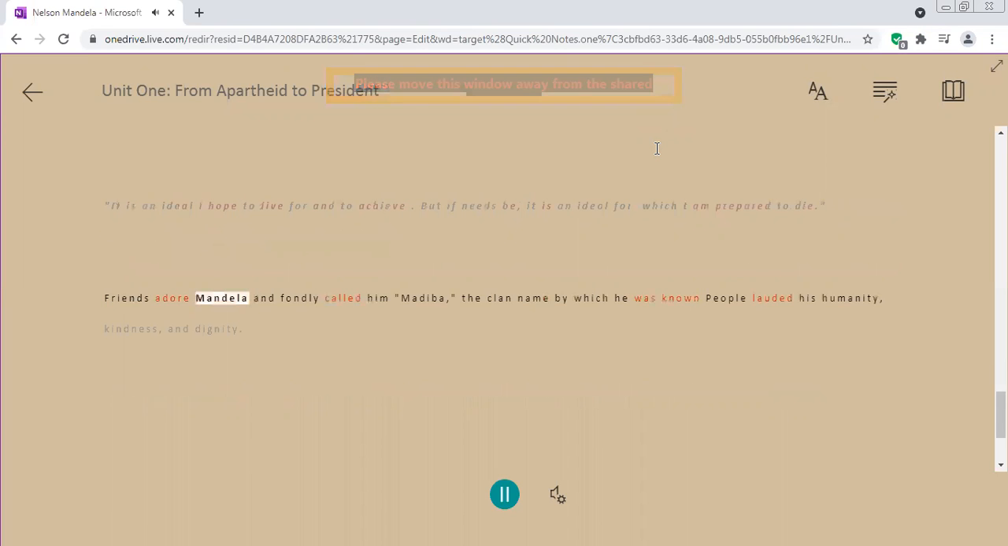Friends adore Mandela and fondly called him Madiba, the clan name by which he was known. People lauded his humanity, kindness, and dignity.